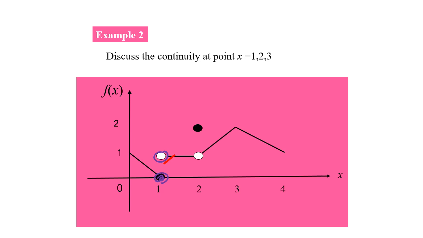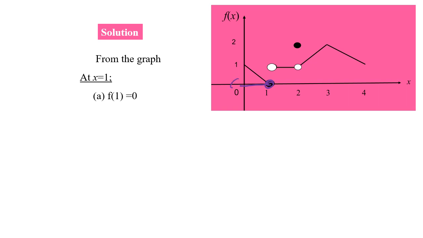So let's solve this one. We have to discuss the continuity at point x equal to 1, x equal to 2 and x equal to 3. So for each point, we have to discuss whether the conditions are met to get continuity or not. Okay, so let's start with the first point, which is when x equal to 1. We check from the graph at x equal to 1, the first condition, which is whether f(1) is defined or not. We can see that at x equal to 1, y is equal to 0. So f(1) is equal to 0, so f(1) is defined.